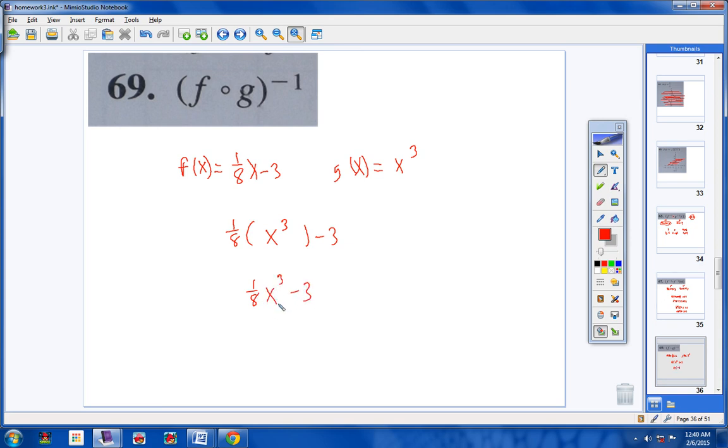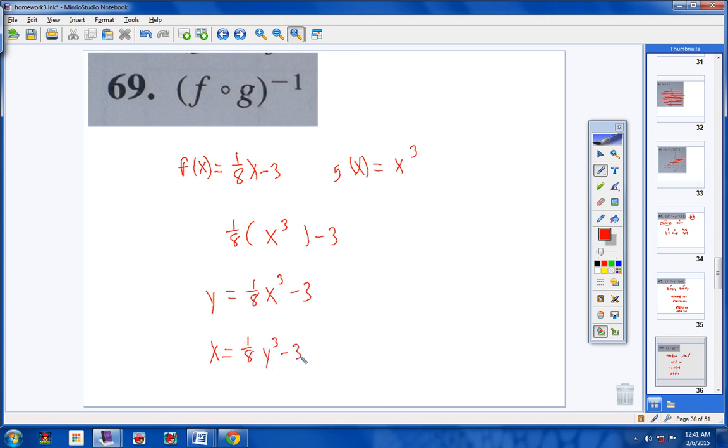That's the composition. Now, they want us to then take this to the -1, or in other words, they want us to find the inverse function of that. So I'm going to set it equal to y. And now let's find the inverse of this. So where the y is, put an x. And where the x is, put a y.